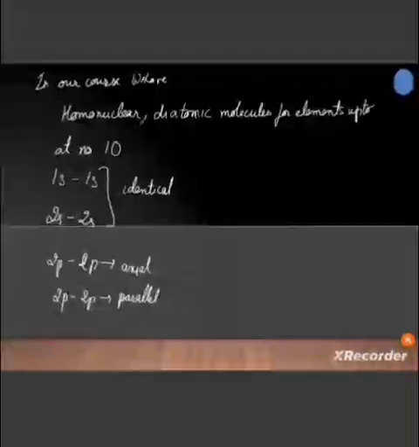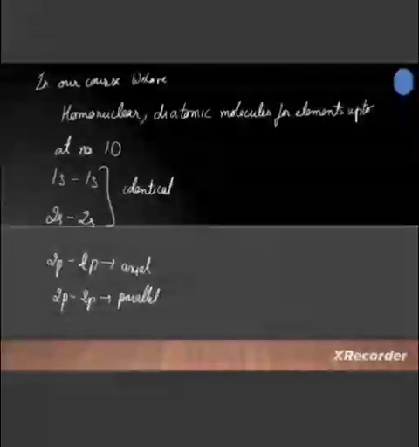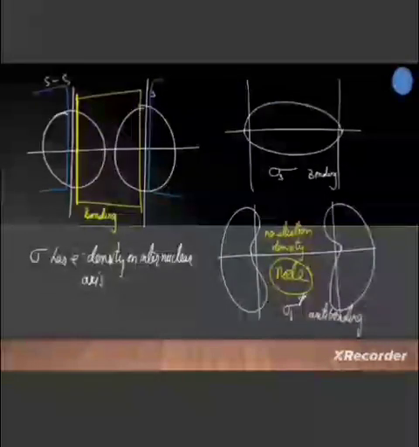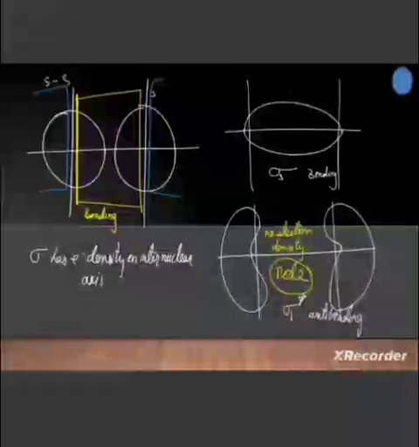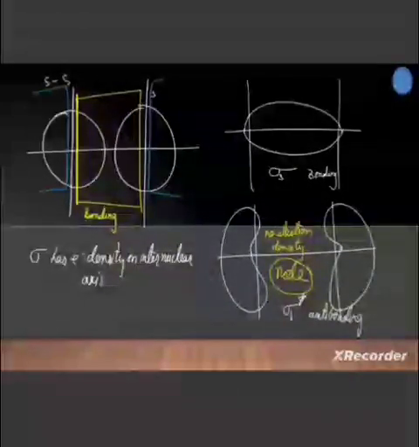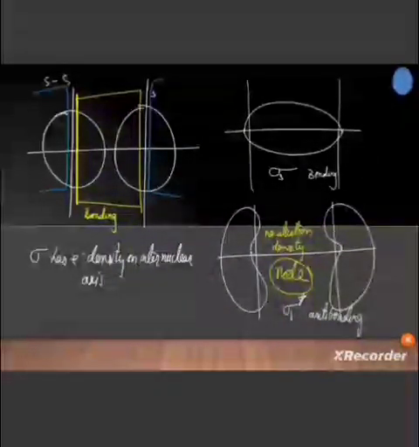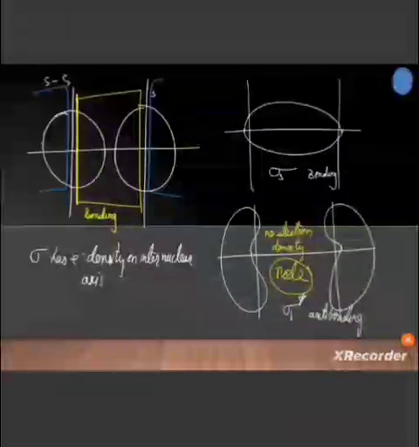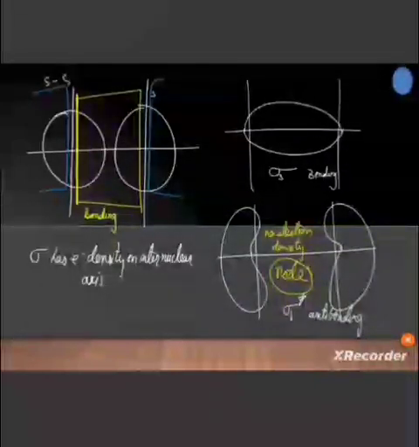the 2pz gives sigma 2pz and sigma star 2pz. But on the other hand, px overlap gives pi 2px and pi star 2px, and the py overlap gives pi 2py and pi star 2py combination.